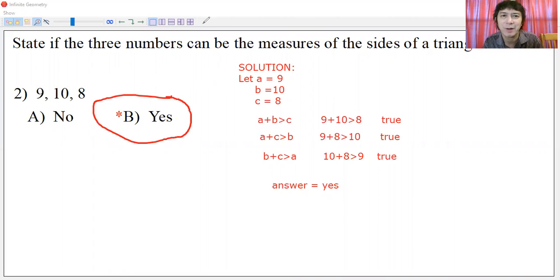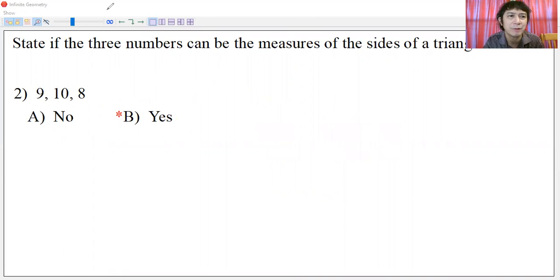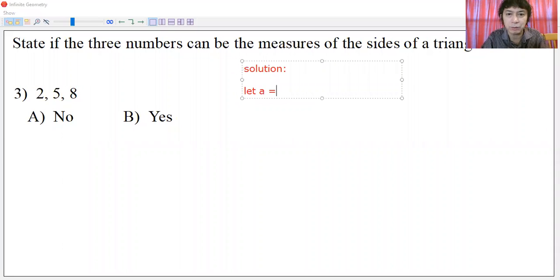Let's check. Let's proceed to number 3. Here's the next: state if the 3 numbers can be the measures of the sides of a triangle. In our solution, we will proceed that way. Let A be equal to 2, B is equal to 5, and C is equal to 8.